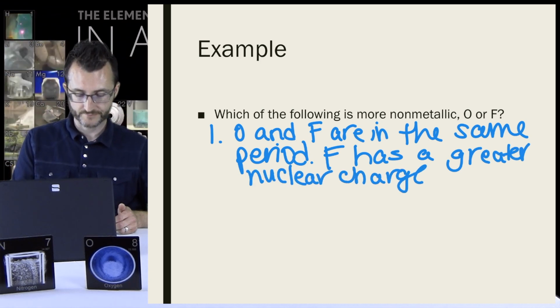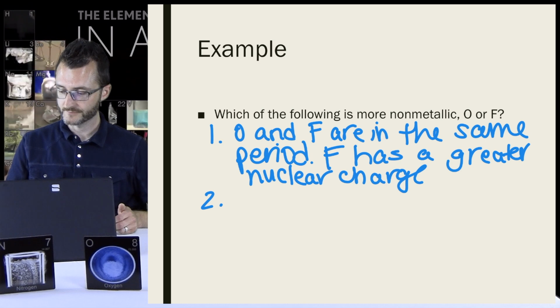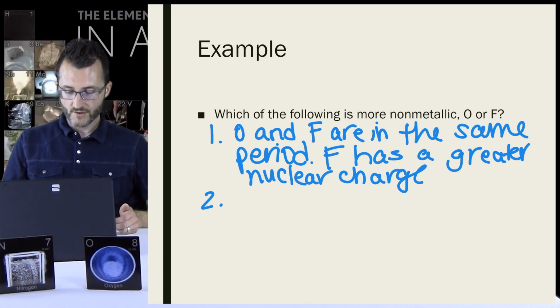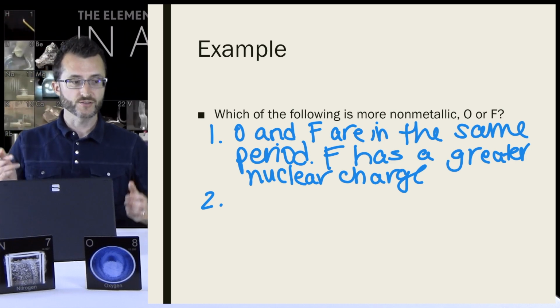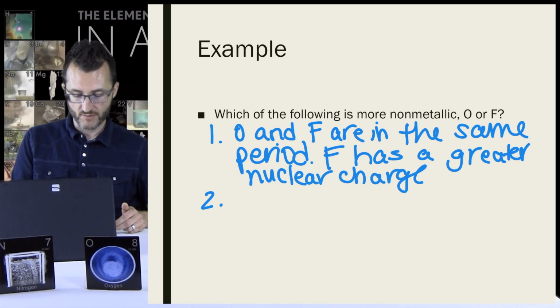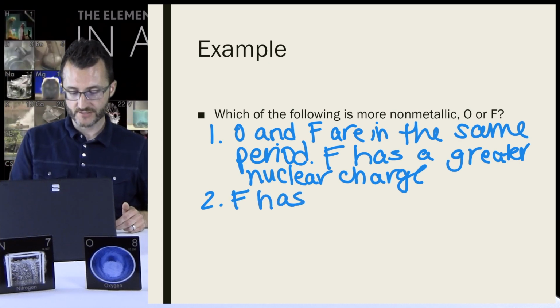For number 2 then, how are we going to explain the attraction in terms of the structure? F has a greater nuclear charge, so there's a greater pull inward from the nucleus to the electron, so I would say that F is the one that has stronger attractions compared to oxygen.